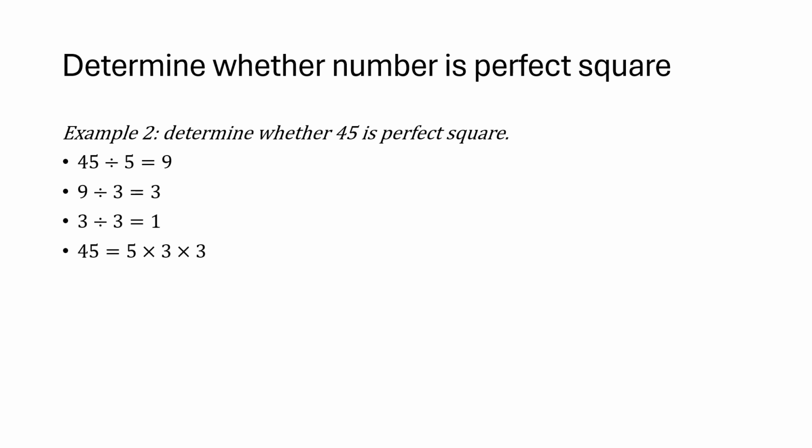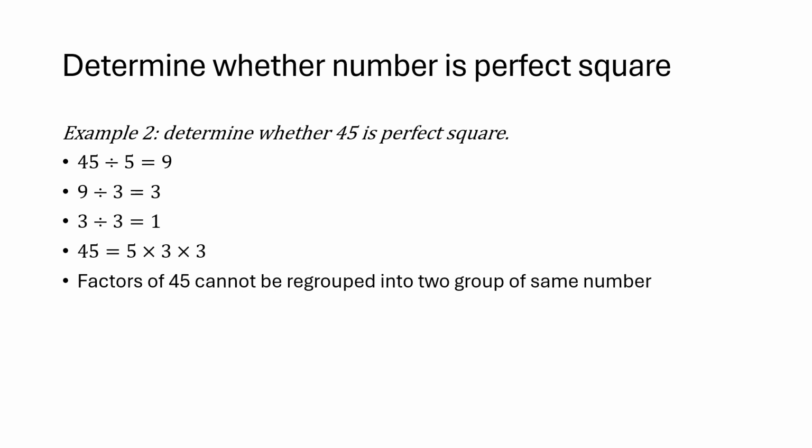If we look at these numbers, we have only one 5 and then two 3s. Since we cannot regroup these three numbers into two groups of the same numbers, we say that 45 is not a perfect square.